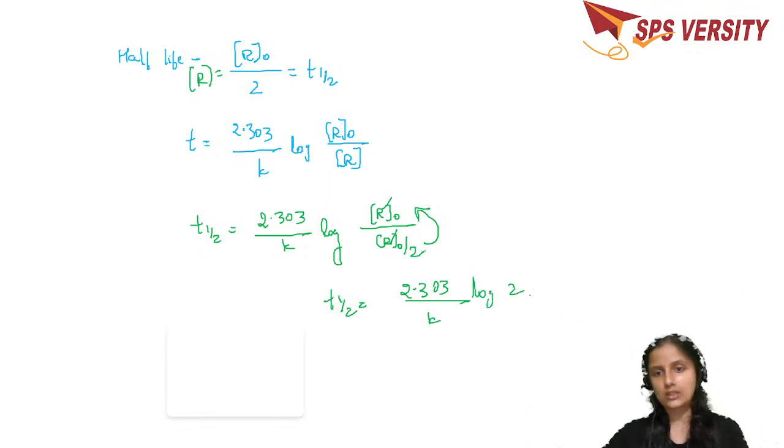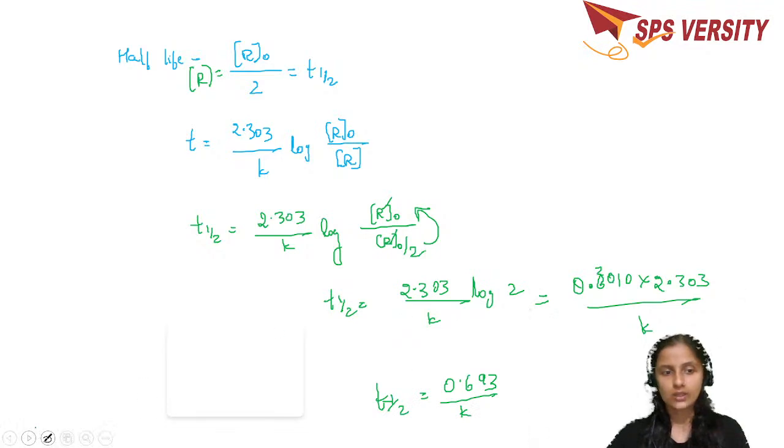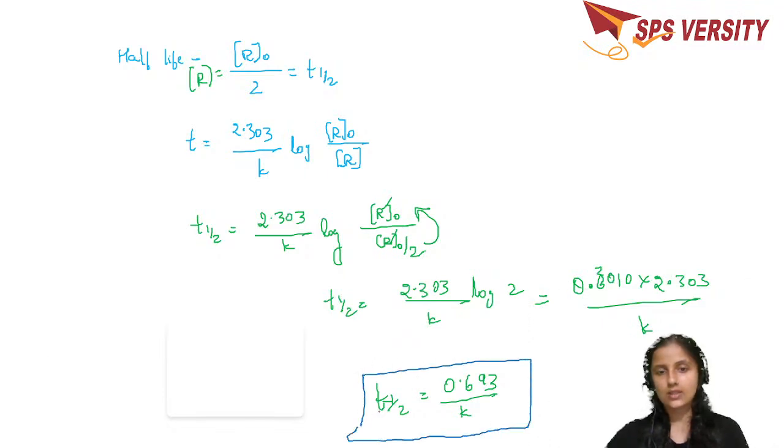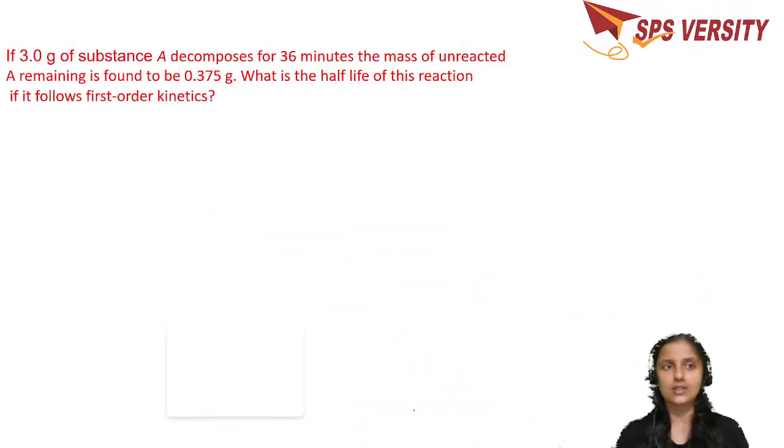Log 2 is nothing but 0.3010. When you multiply this, 0.3010 into 2.303 divided by k, this is nothing but t half is equal to 0.693 divided by k. So here in the expression, t half is independent of the concentration of the reactant. So this is the expression for t half in case of first order reactions. Remembering these two, we are going to solve this question.